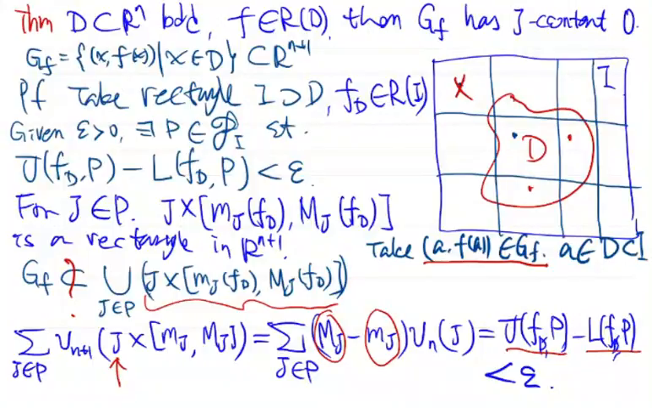Anyway, a belongs to a sub-rectangle J. There exists a sub-rectangle J such that a belongs to J. So a belongs to J, and we also have M_J, f_D.